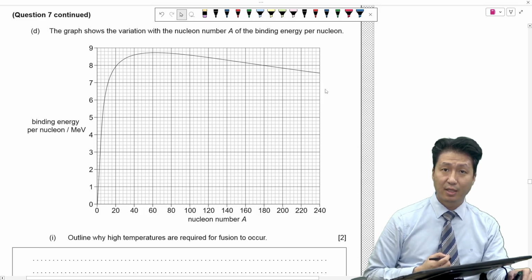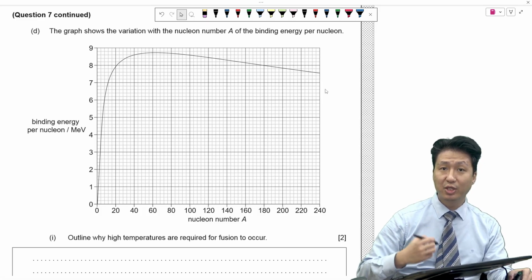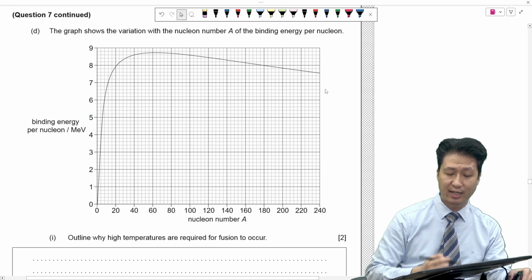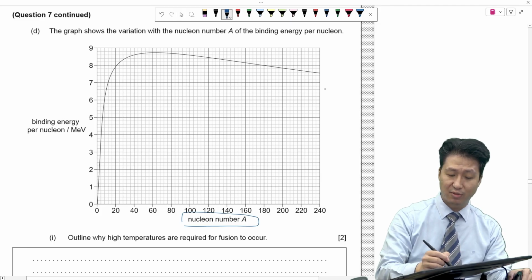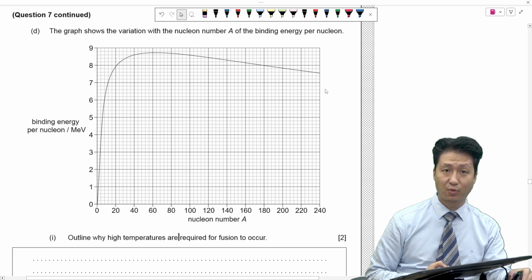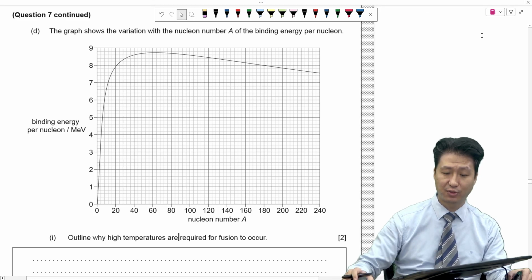Part D. The graph shows the variation of the nucleon number A of the binding energy per nucleon. So we have the binding energy per nucleon in megaelectron volts in the y-axis, and the number of nucleons, or the nucleon number, in the x-axis. Part 1. Outline why high temperatures are required for fusion to occur.